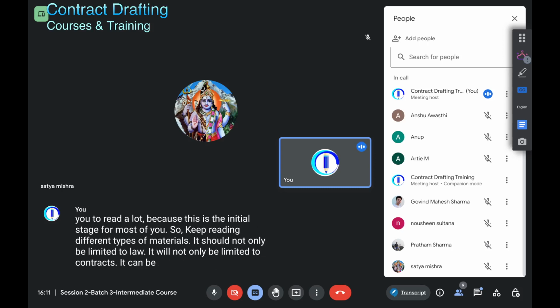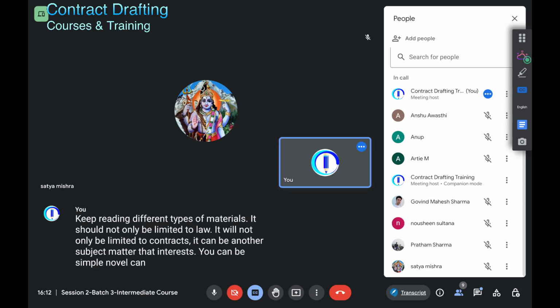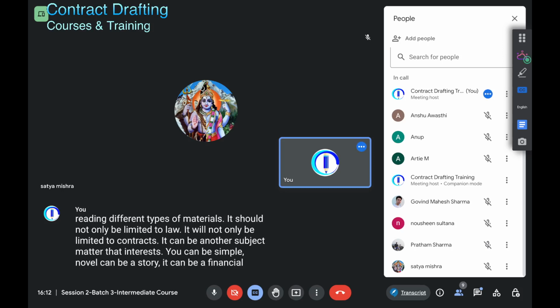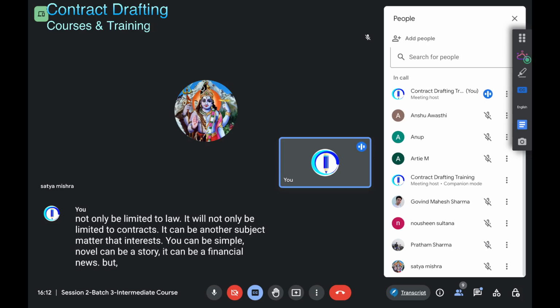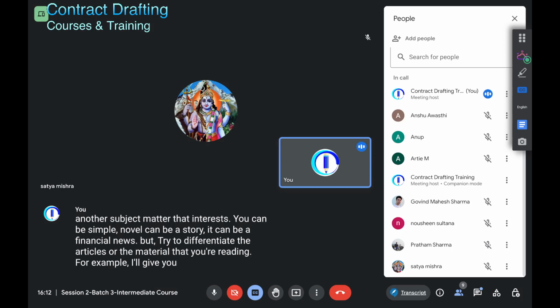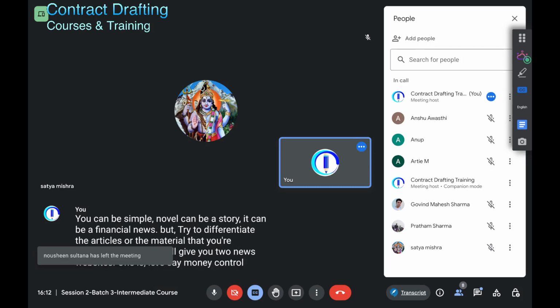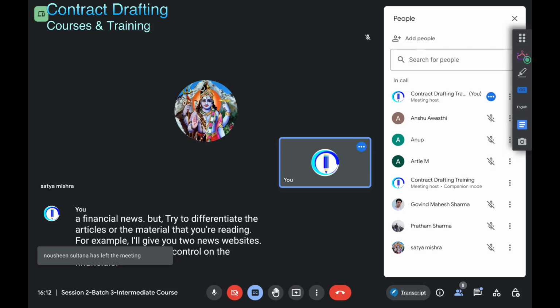It can be a simple novel, it can be a story, it can be financial news, but try to differentiate the articles or the material that you are reading. For example, I'll give you two news websites. One is, let's say, Money Control on the financial news. Another is The Ken. Go and search for this website.